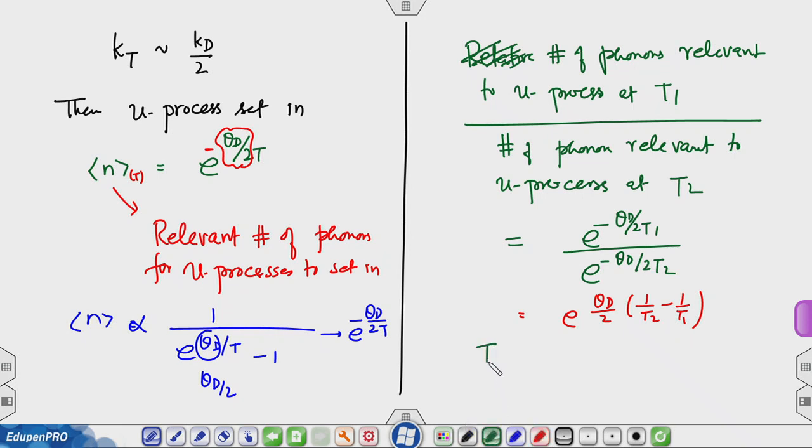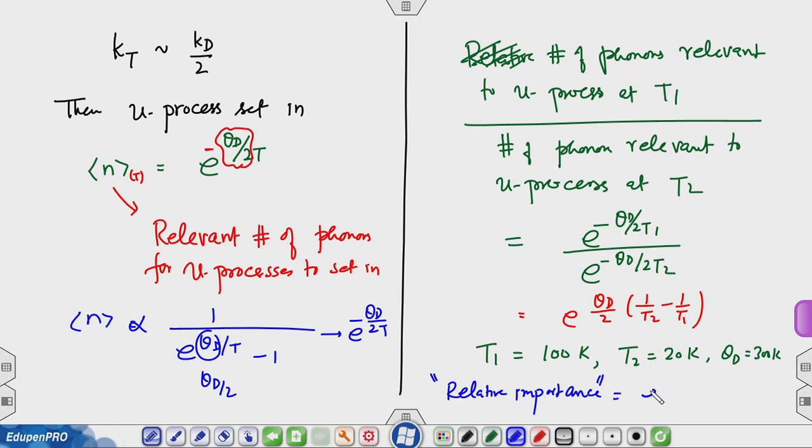And you are given T1 equal to 100 K, T2 equal to 20 K, and theta d equal to 300 K. So you get this relative importance, okay, in terms of these numbers, so I'm putting it in quotes, equal to e raised to 150 times 1 over 20 minus 1 over 100. And that comes out to be, let me write it on the next page.